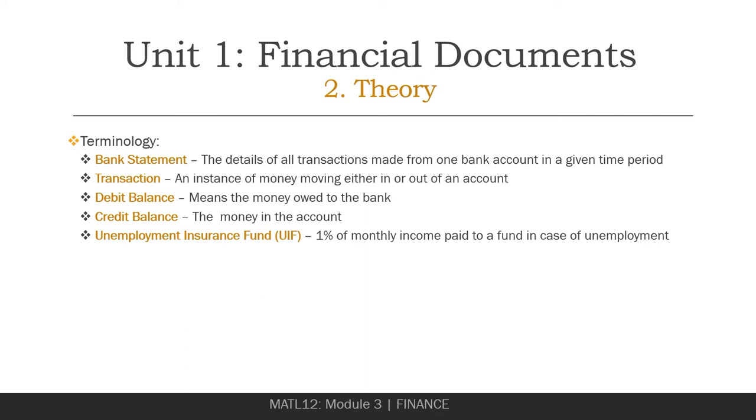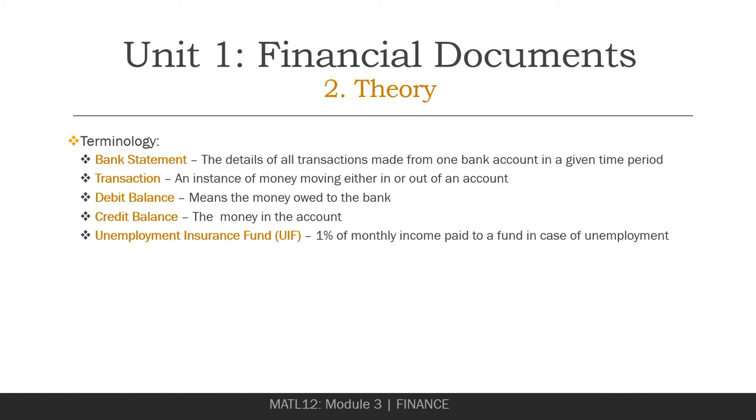So the Unemployment Insurance Fund, which is commonly known as UIF, is basically 1% of your salary that you pay every month, in case of you being unemployed, as the name suggests. So for example, if you earn 10,000, then 1% of 10,000 would be 100 rands. So every month you will take 100 rands and contribute towards a fund so that if you are not employed, then you can get paid for, I think, a maximum of 3 to 6 months.